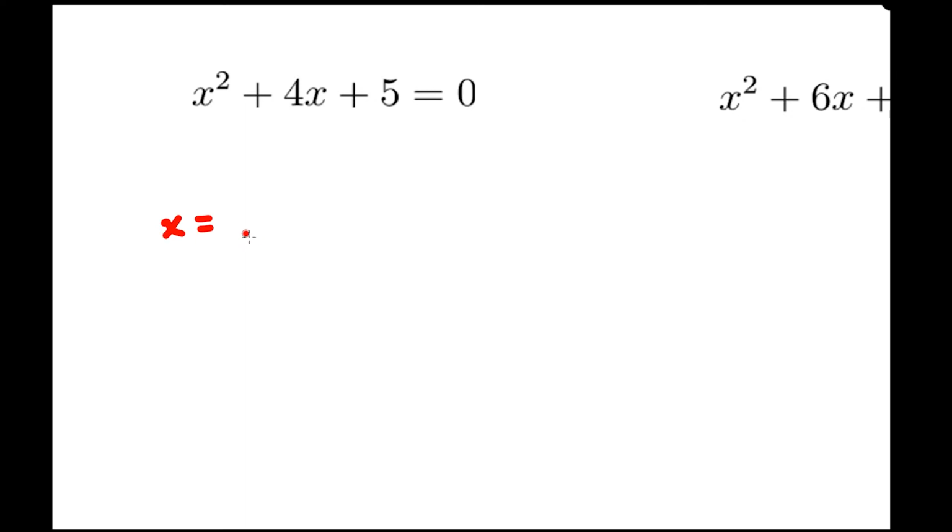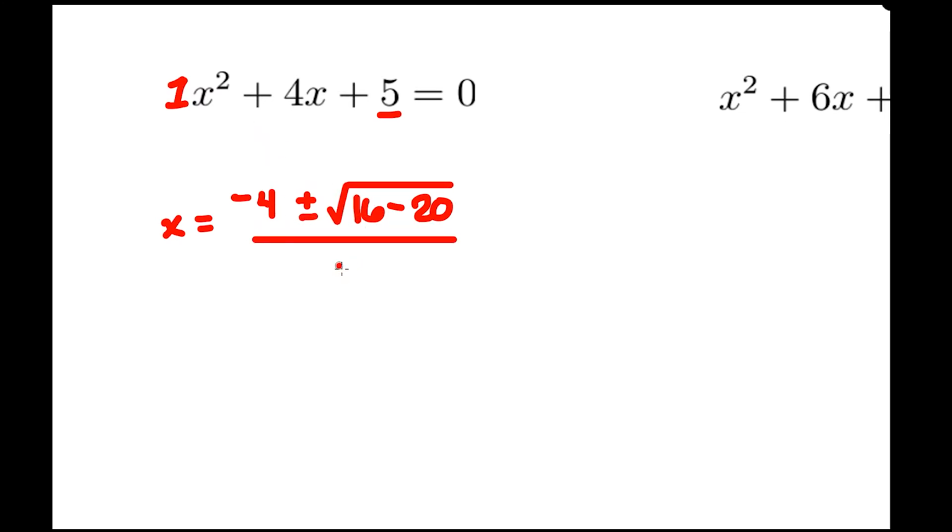All right, so quadratic formula is going to be x equals negative b, which in this case, b is equal to 4. So it's going to be negative 4 plus or minus the square root of b squared, which is 16, minus 4ac. So 4 times 1, because a is 1 here, times c, which is 5, is going to be 20 here. Okay, we're doing the square root of that here. And then we're dividing this by 2a, which is just going to be 2 times 1, which is 2.